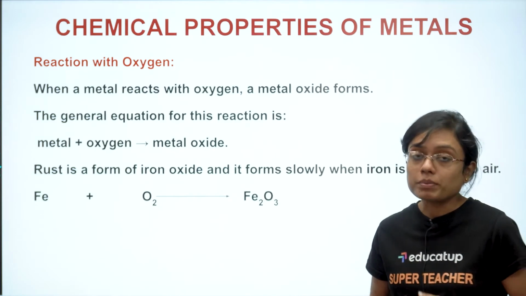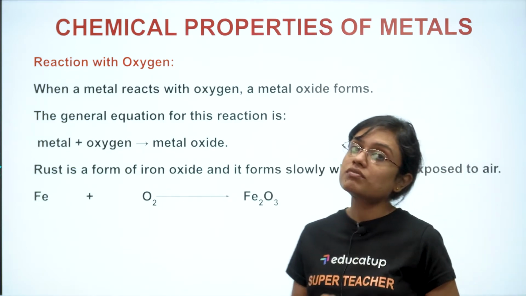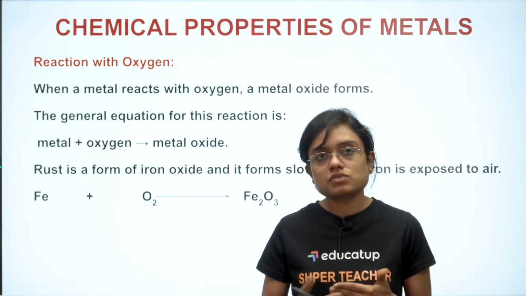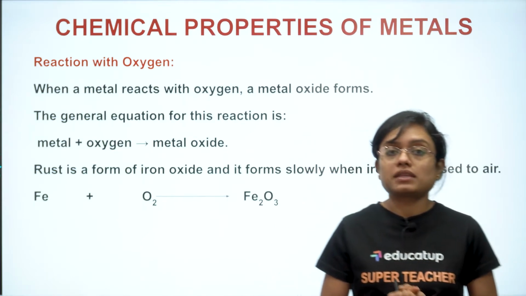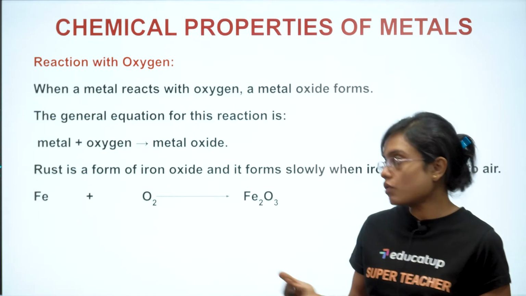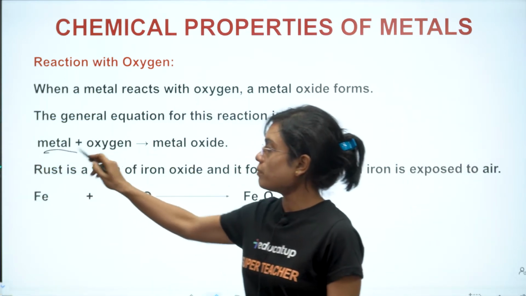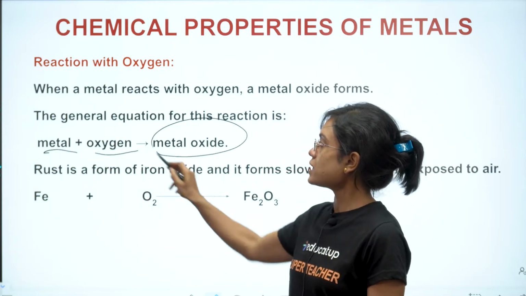Now, chemical properties of metals. Reaction with oxygen. Oxygen is a non-metal. So, how does a metal react with oxygen? It forms metal oxide. Whatever the metal, when it reacts with oxygen, a metal oxide is formed.